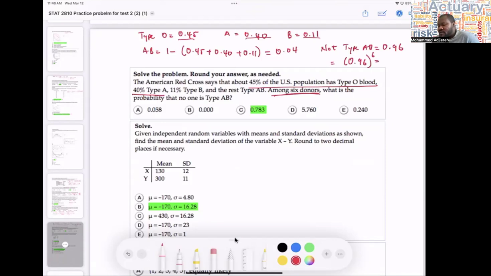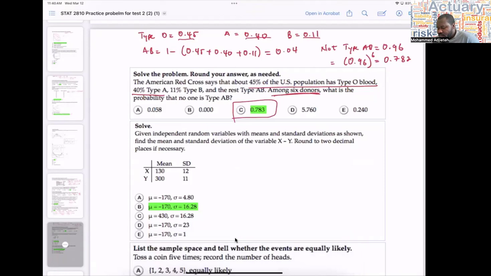Or you could multiply. The first person not type AB is 0.96, the second person not type AB is 0.96 times 0.96 again. You are going to multiply 0.96 six times. It's the same as this. This gives you 0.782, 82 something. So you just have to do that. And then we have this one here.